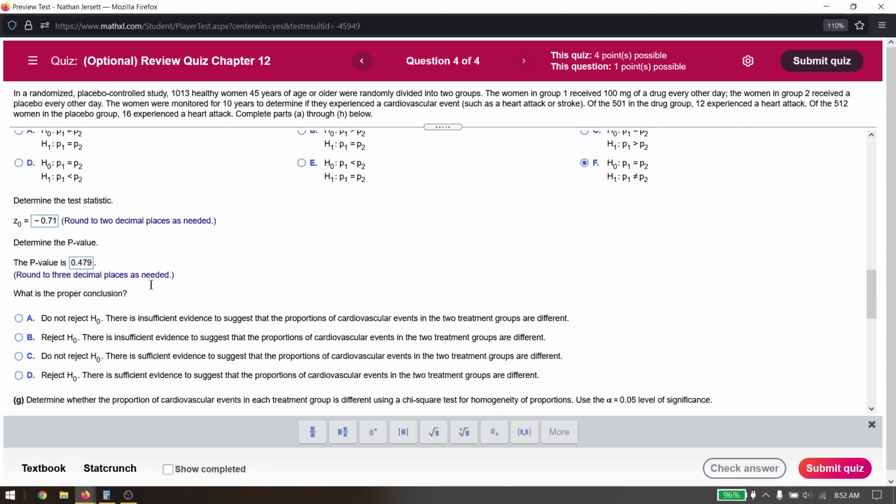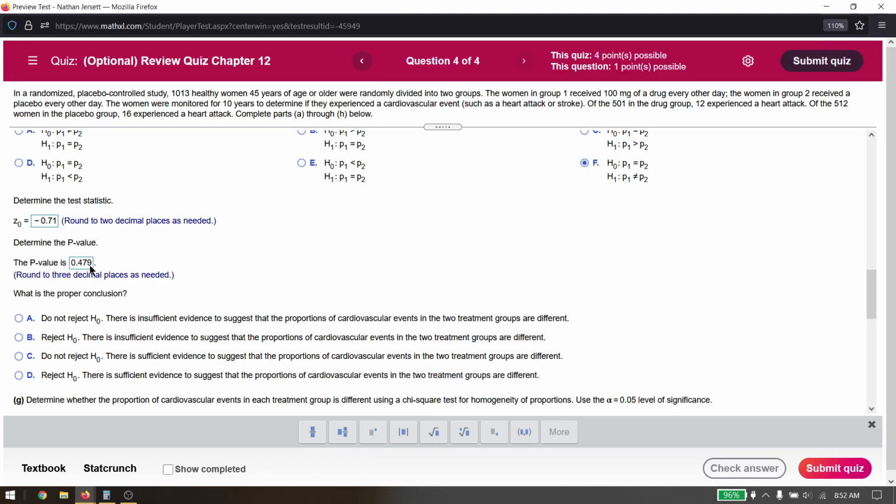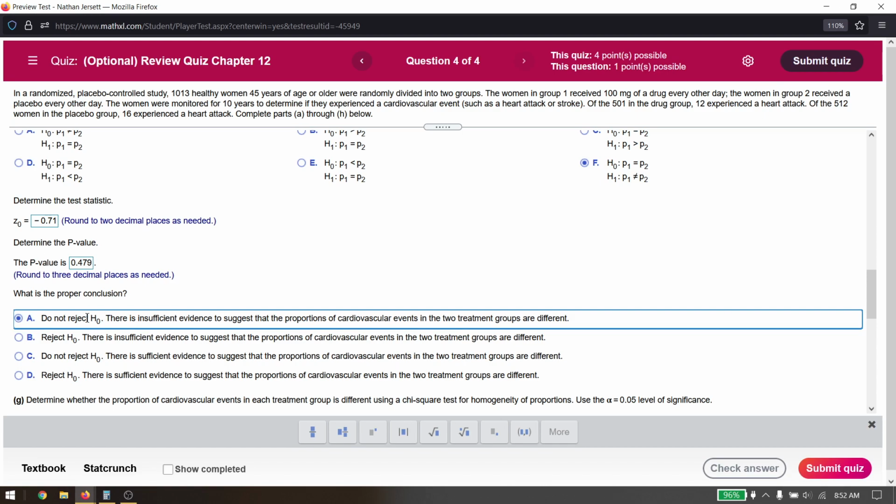Okay, p-value is quite large. Make sure of that. Yeah, p-value is quite large, definitely larger than 0.05. So we do not reject H0. There is insufficient evidence to suggest the population proportion in the treatment groups are different.